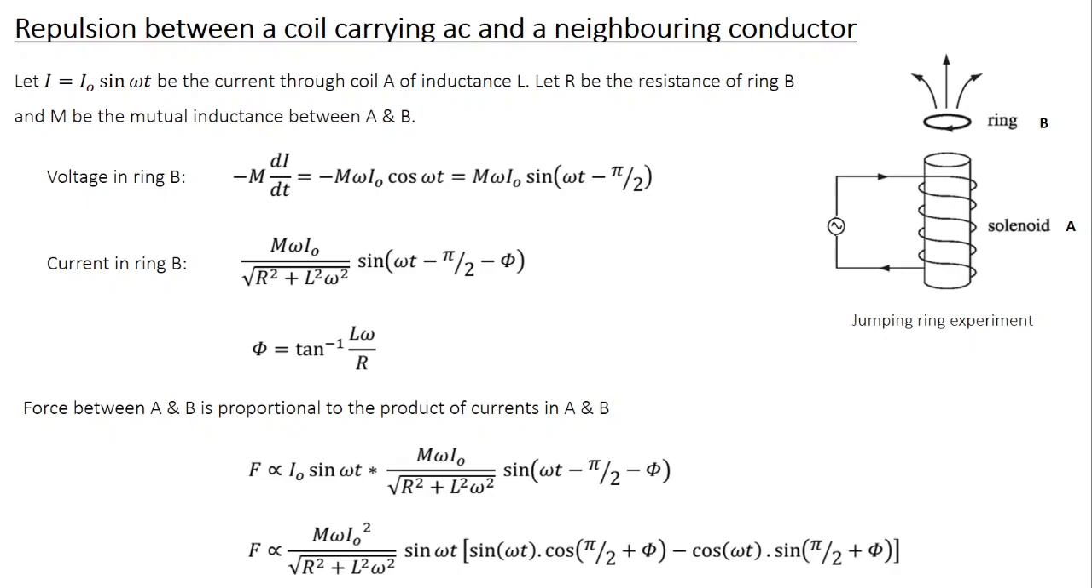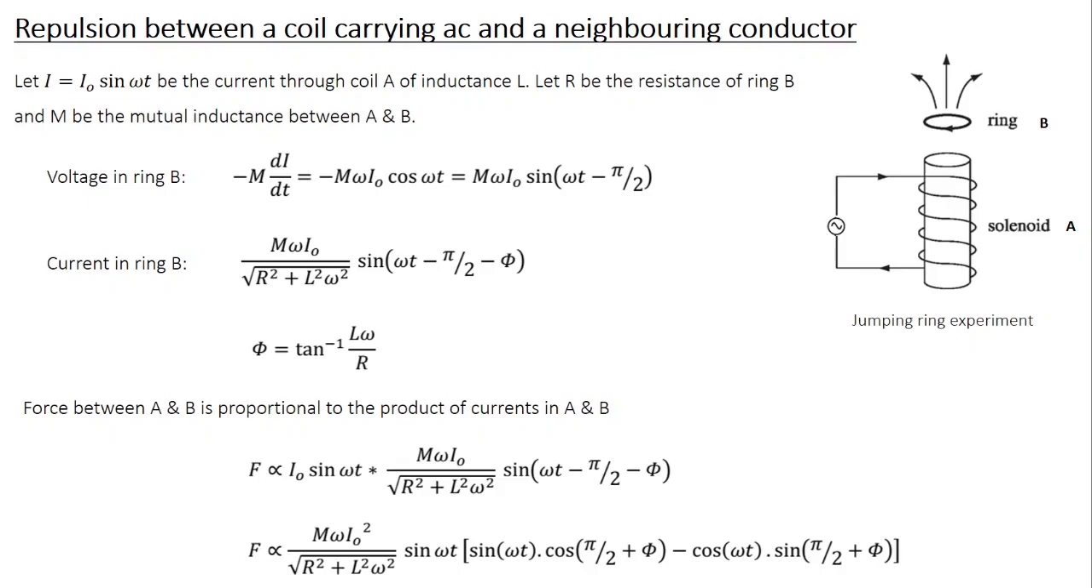Now, what is the voltage in ring B? The voltage is produced because of the mutual induction between A and B, right? So we can write the voltage as minus M into di by dt. Since I equals I naught sine omega t, di by dt equals I naught omega cos omega t. So voltage is nothing but minus M omega I naught cos omega t. Minus cos omega t can be written as sine (omega t minus pi by 2). Now, what is the current in ring B?